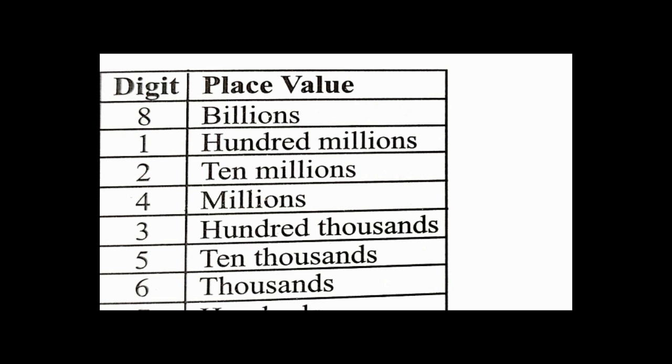For example, the place value of 8 is billions. Place value of 1 is 100 million. The place value of 2 is 10 millions. 4 is just millions. 3 is 100,000s. 5 is 10,000s. 6 is thousands, and so on and so forth. So those are the place values of a number, which we are saying is the position of a digit in a number.